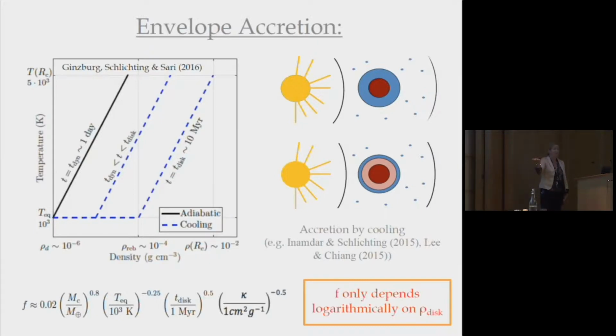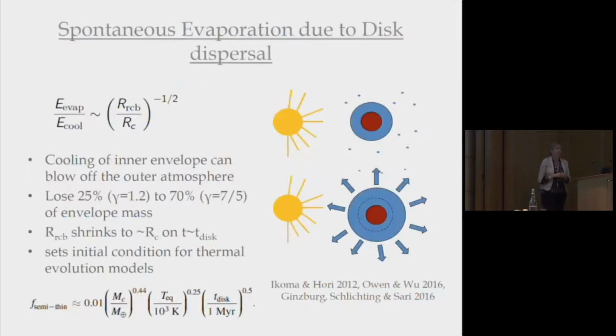But okay, so we should be happy. We can accrete our atmospheres. Turns out we don't get to keep all of the stuff we have accreted. The first thing that's going to happen to us is the following. The gas disk will go away eventually. And if this happens, you lose the pressure support in the disk. So if you now look at your planet, the outer regions of your atmosphere, because you remove the gas disk on the outside, will want to expand into vacuum.